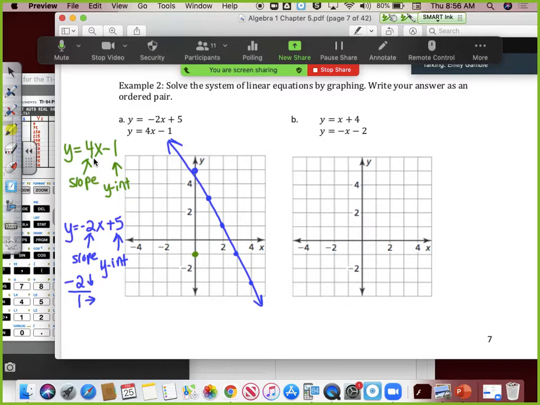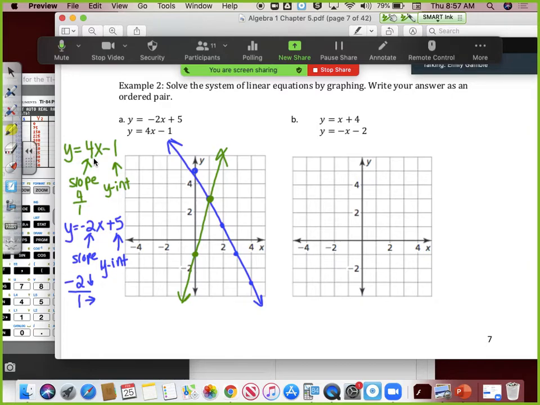It's another whole number, so I'm going to put a 1 underneath of it, 4 over 1. And because it's a positive, that means I should go up and over, not down and over. So from my starting point, I'll go up 4, 1, 2, 3, 4, and over 1. And I can already see where these 2 points are going to intersect because I made a point directly on one of the other points. So I'll connect those 2 points because I can only fit those 2 on there.